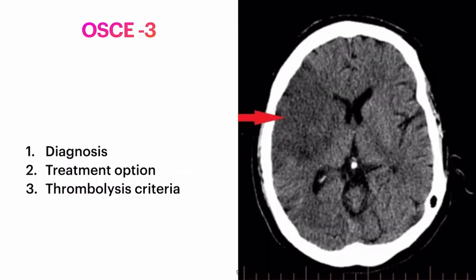The third image was an old-aged patient who came with complaint of weakness of one side of the body. You advise a CT scan. CT scan image is presented to you. You have to tell the diagnosis, treatment option, and thrombolysis criteria.